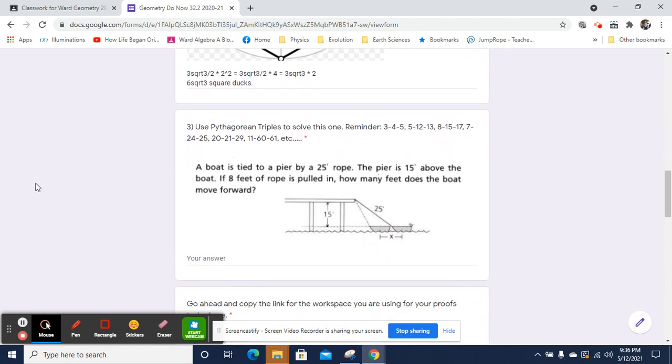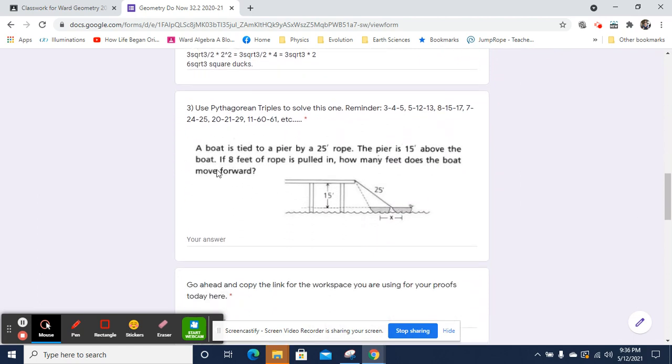All right, and one last problem for this Do Now. So we're going to be using Pythagorean triples to solve this. And I've listed a number of them. So a boat is tied to a pier by a 25-foot rope. There's your 25-foot rope. So that's in a diagonal, so that's a hypotenuse. The pier is 15 feet above, so we can say 15 feet. So currently, the boat is 25 feet diagonally and 15 feet down.